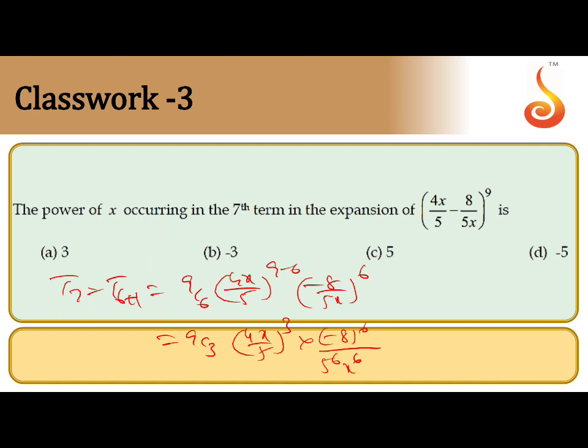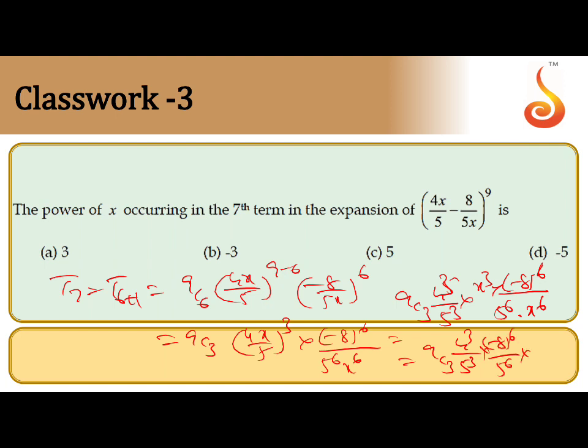Here there is no need to simplify this one. We want only the power of x they are asking. So that means this is 9C3 into 4 cube by 5 cube into x cube into minus 8 power 6 by 5 power 6 into x power 6. If you take x power 6 to the numerator, it becomes minus 6. 3 minus 6 is minus 3. The power of x is minus 3, that is the answer.